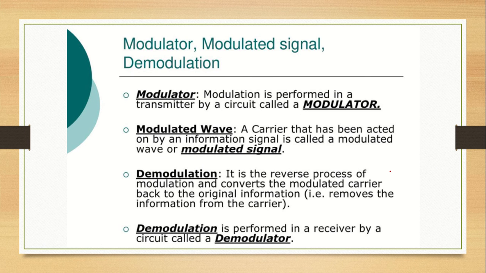Modulator, modulated signal, demodulation. Modulation is performed in a transmitter by a circuit called a modulator. It is a way of making the information ride the carrier, or combining the information and the carrier. The result is the modulated wave. A carrier that has been acted on by an information signal is called a modulated wave or modulated signal. Demodulation is the reverse process of modulation and converts the modulated carrier back to the original information. So that is removing the information from the carrier.